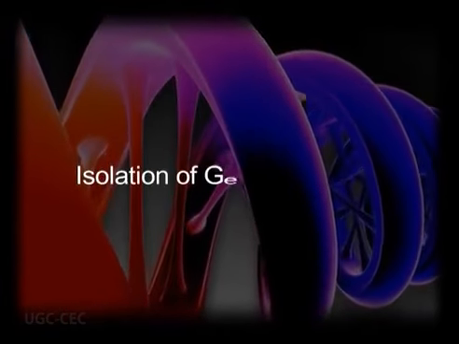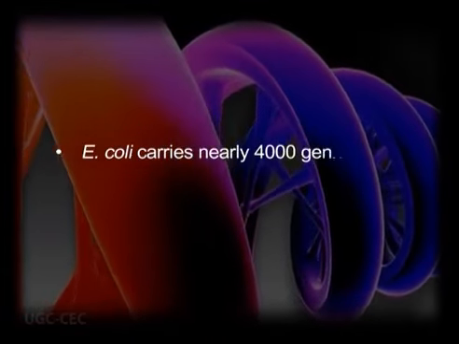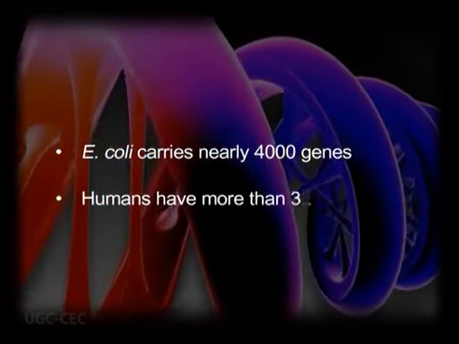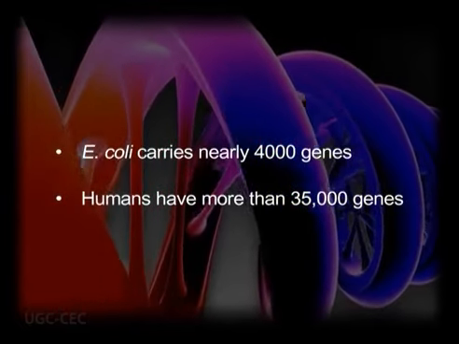Now, let us discuss first isolation of gene of interest. The primary requirement for recombinant DNA technology is the isolation of a specific gene of interest in pure form, separated from all other genes or DNA fragments of the host organism. An E. coli, for example, carries nearly 4,000 different genes, whereas humans have more than 35,000 genes. Restriction digest of these genomes will generate thousands of DNA fragments. So, identifying a particular fragment carrying gene of interest is one of the most crucial tasks in recombinant DNA technology.